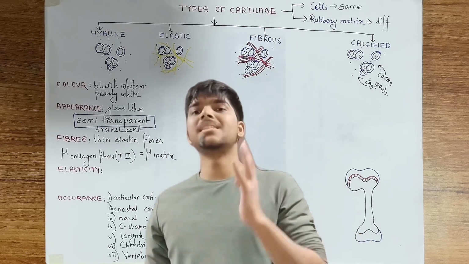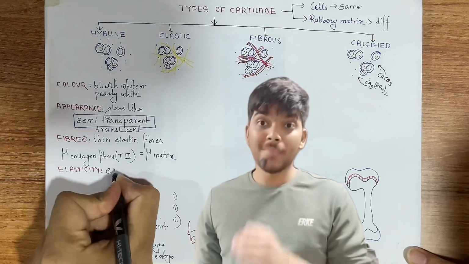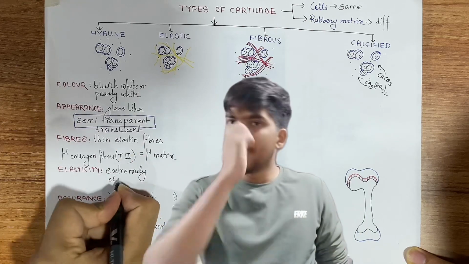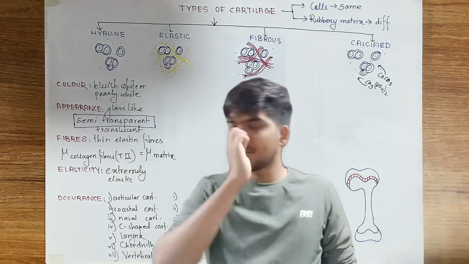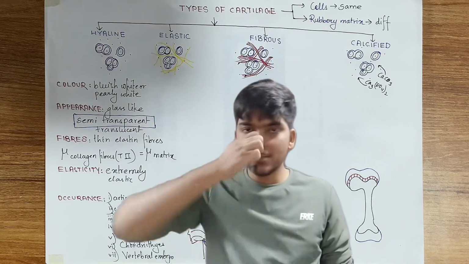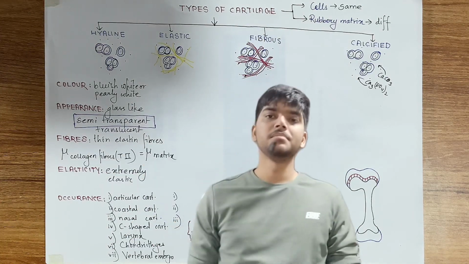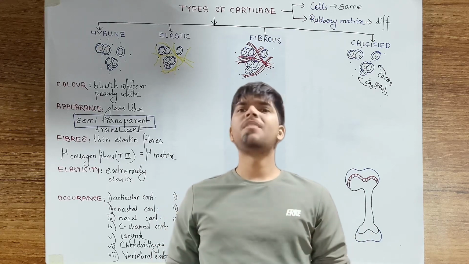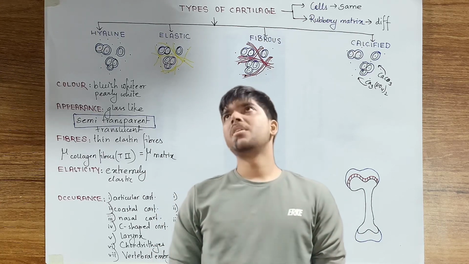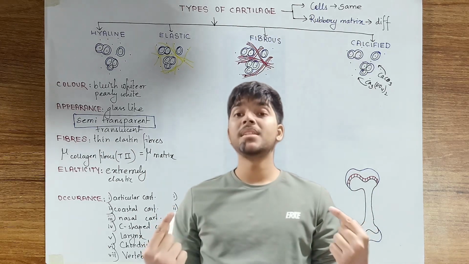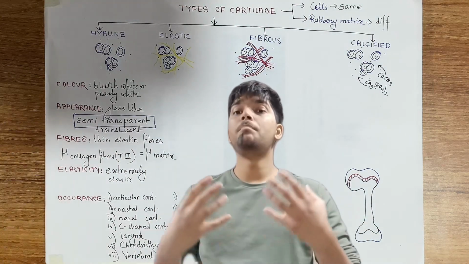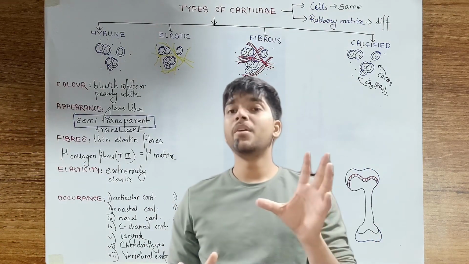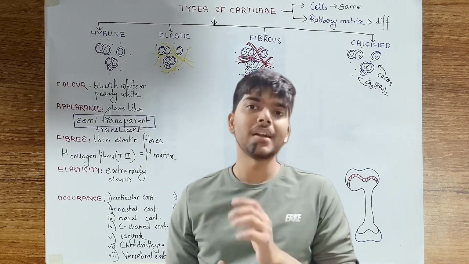So again, collagen fibers as well are invisible under microscope. Then number 4, elasticity. Hyaline cartilage is extremely elastic. Example, look at my nose. Look at how bendable it is. That's because it's highly elastic. And that's because it's made up of hyaline cartilage. Now, occurrence. Where is hyaline cartilage found? It's found in many places. I'm going to tell you orally. But if you want to see me explaining it with the help of a better diagram, please watch my individual video, under the title of types of cartilage.